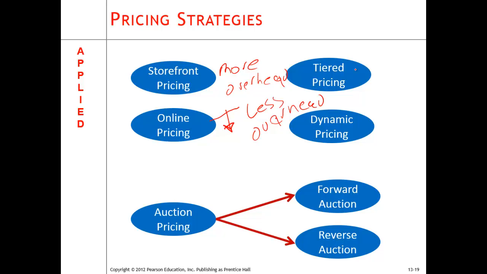Tiered pricing is another pricing strategy, and it is the practice of offering different products at different price points to appeal to a wider market audience. Tiered pricing is used most notably with telecommunication companies through offering various levels of service or plans that cover a wide range of pricing. Let's take into account Verizon Wireless.